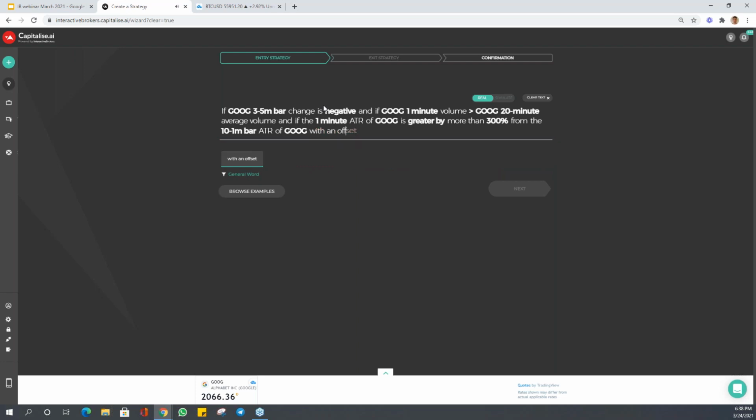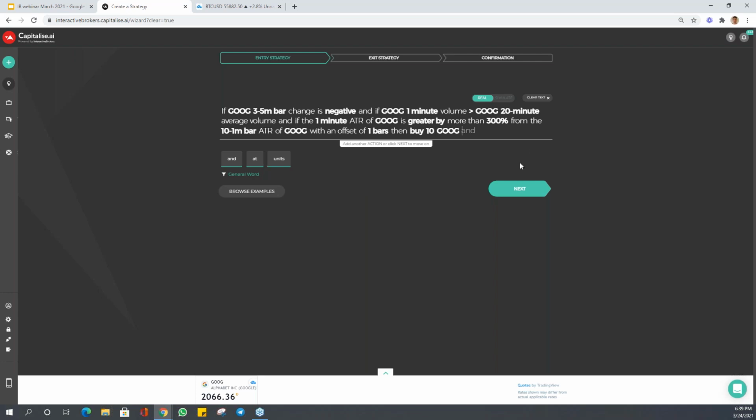And I'm going to use an offset here. For you traders who are new to Capitalise, don't worry, you can find offset videos on YouTube. Check them out. It's just a way to historically define certain positions of where bars or indicators are. So we're going to say here, if Google 3x5 minute bar change is negative, so if we have 3 negative bars, and if the 1 minute volume is greater than the 20-minute average volume, and if the 1 minute ATR of Google is greater by more than 300% from the 10 by 1 minute bar ATR of Google with an offset of 1 bar. All I'm doing there is taking that 10 by 1 minute bar and moving it 1 position back on the price chart. I'm not going to get into it right now, but you can check some videos out on that.